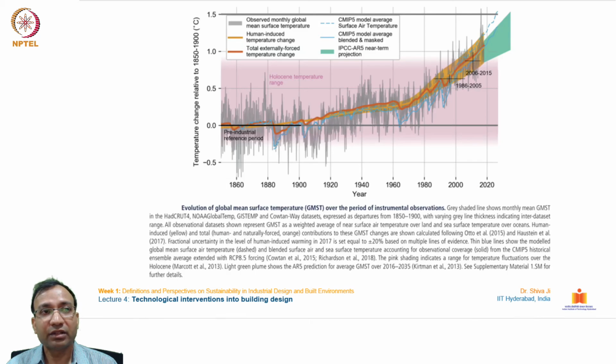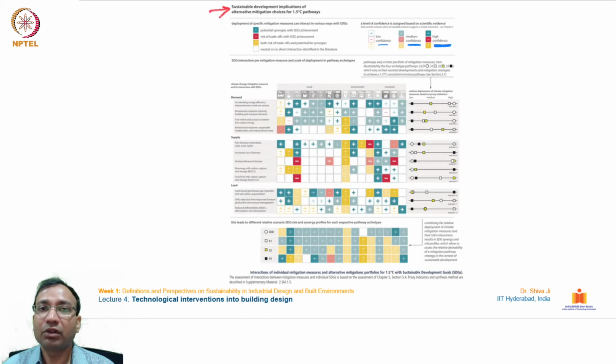Next to this, again, how the global mean surface temperature is rising. There is some model given as an explanation. On this slide, we can see the sustainable development implications of alternative mitigation choices for a 1.5 degrees centigrade pathway, the pathways which the United Nations has proposed. It has reflections from these 17 UN SDGs that we can see on this particular table.